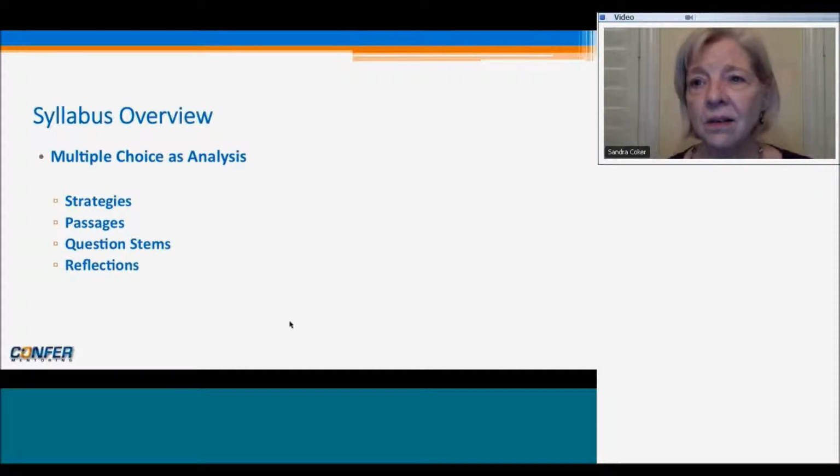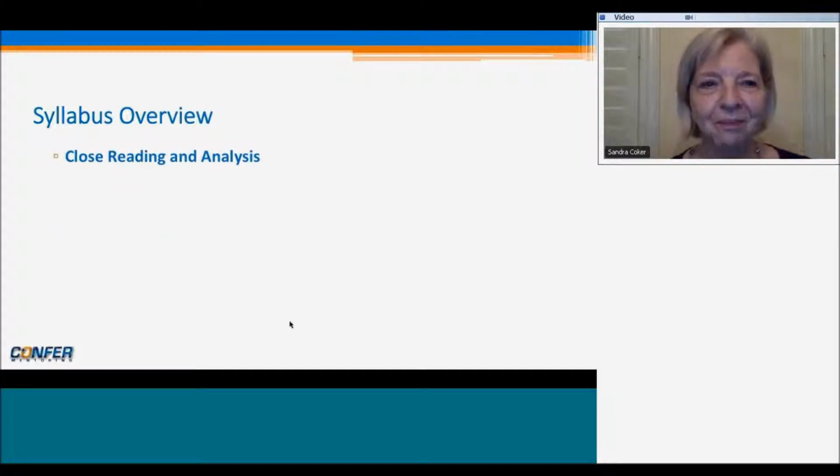And then we work on reflections. It's looking at and thinking about what you've learned and how you perform. So I have some really helpful strategies for that as well. Then for close reading and analysis, my view is that the analysis is probably the most important aspect of the reading and the writing that we do, because it lends itself to both the argument and the synthesis question. So we spend a good deal of time on analysis.